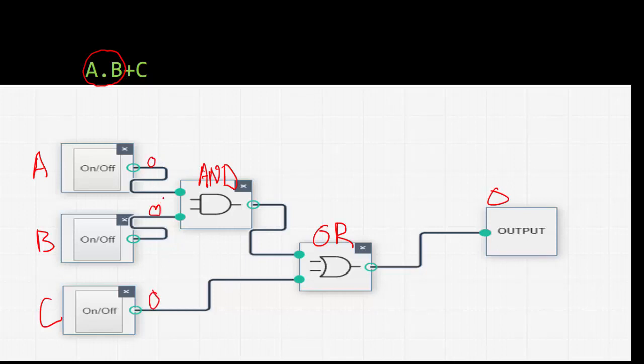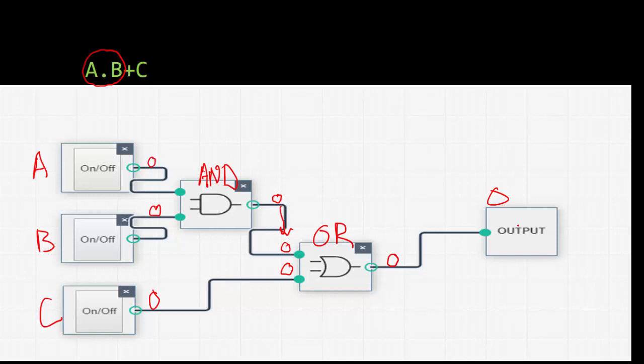And when 0 and 0 go through an AND gate, the output is 0, because in order for it to be 1, both of them have to be true. So now I have 0, which is from right here, and I have this 0, which is from C coming in. When 0 and 0 go through an OR gate, the result is 0, giving me an output of 0. So that is how the logic circuit would be built. You have to do A and B, and then you want to OR that result with C.